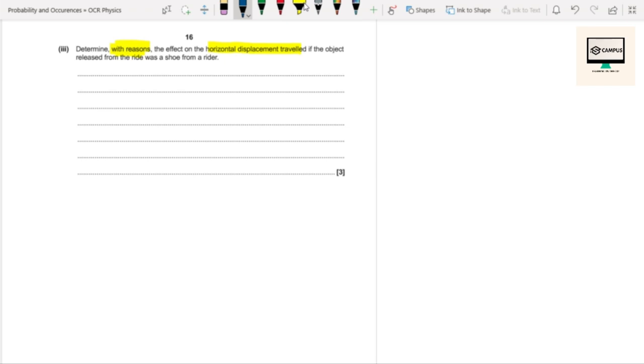Well, there could be multiple answers, but the important thing is that we need to give reasons from a strictly physical point of view. So the most logical answer is it would cover a shorter horizontal displacement. And why?